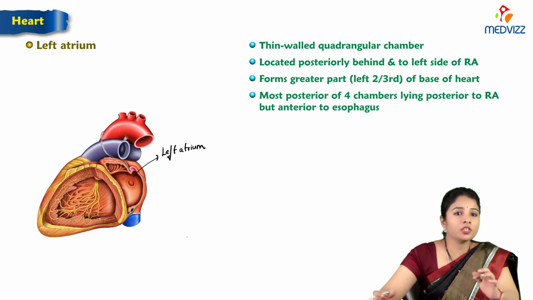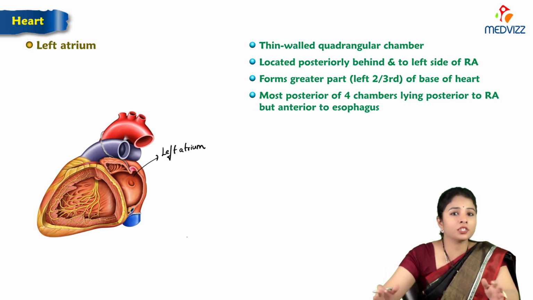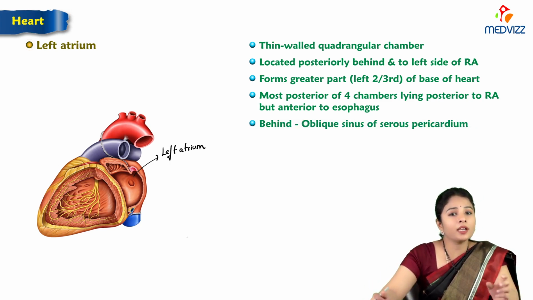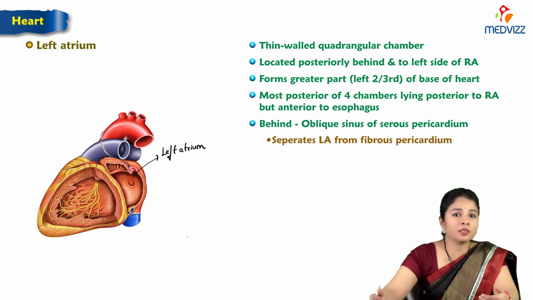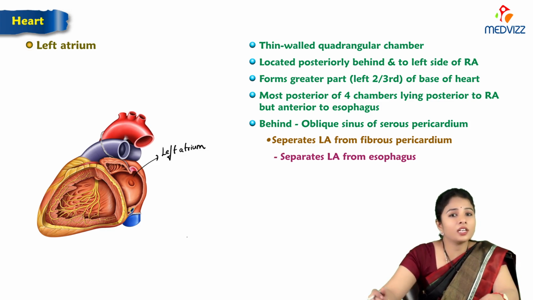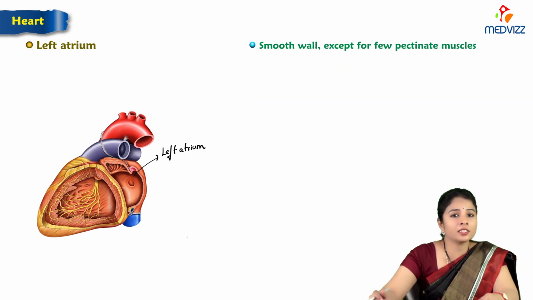It is the most posterior of the 4 chambers, lying posterior to the right atrium but anterior to the esophagus. It lies just anterior to the esophagus, and behind the left atrium there is a sinus which is called the oblique sinus of the serous pericardium. This sinus separates the left atrium from the fibrous pericardium, and the fibrous pericardium again separates the left atrium from the esophagus. The left atrium has a smooth wall except a few pectinate muscles seen in the auricle.